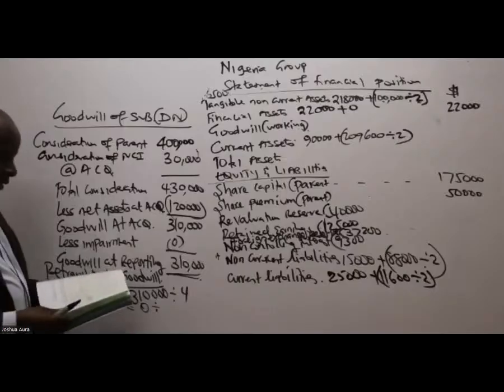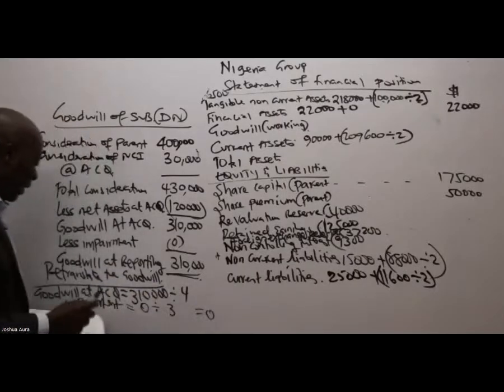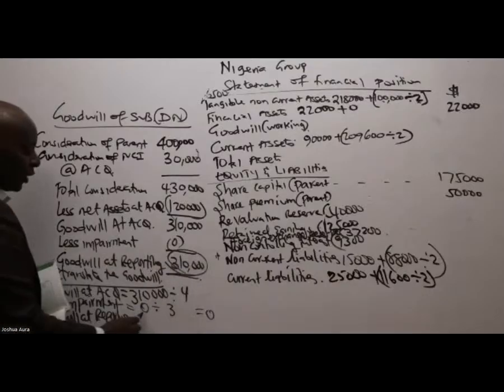Inakuja 3, for your revision. So of course, this will be 0. And then lastly, we have now goodwill at reporting. So we have goodwill at reporting. Goodwill at reporting, it's still 310,000.